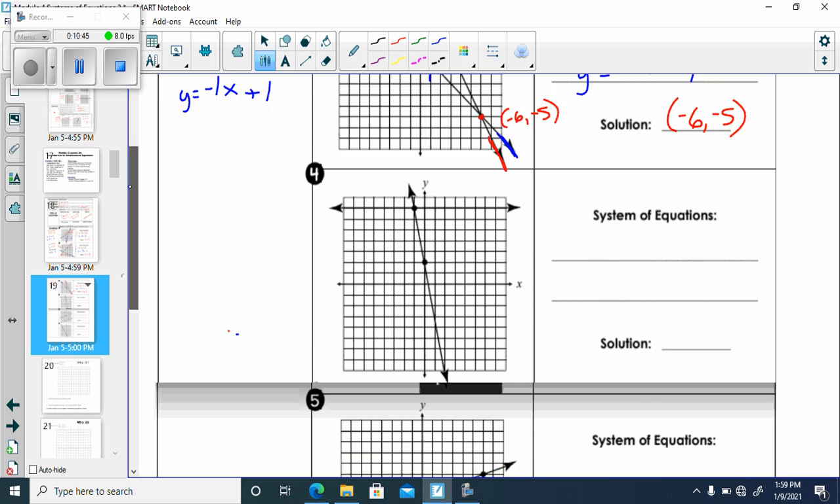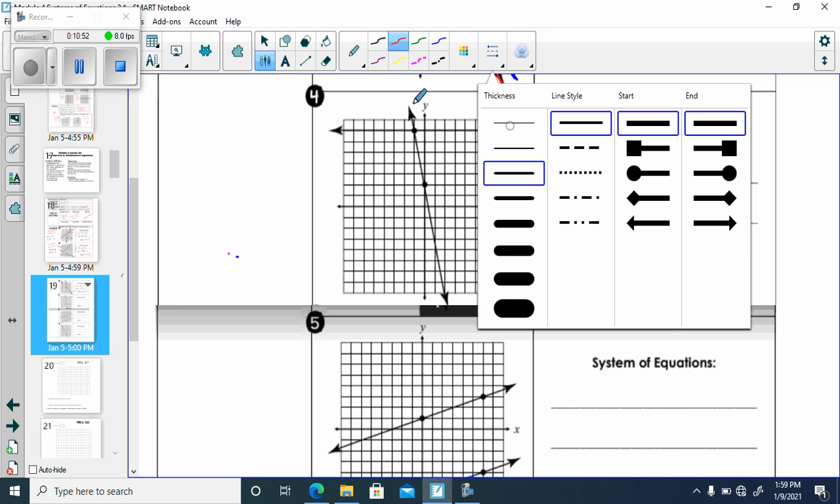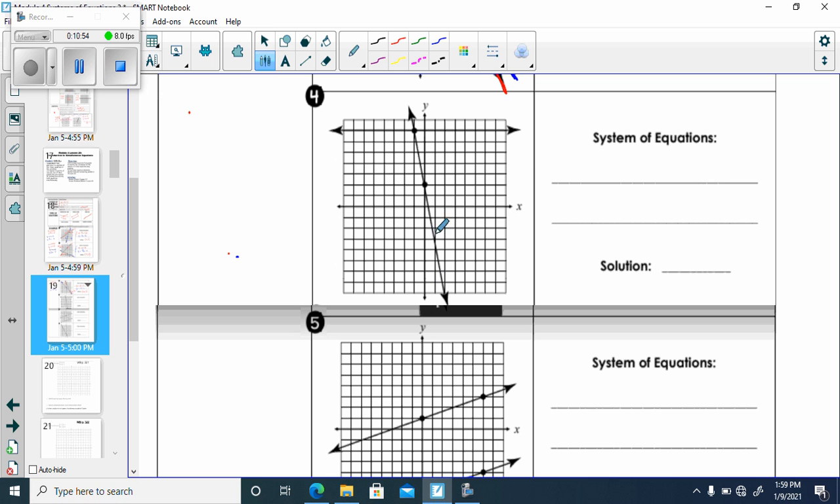Okay, let's look at number 4. What's the solution for this system of equations? See, we've got this line here and this line here. It's where the two lines intersect. What point's that at? Start at your origin. That's -1, and up 1, 2, 3, 4, 5, 6, 7. That's -1, 7.